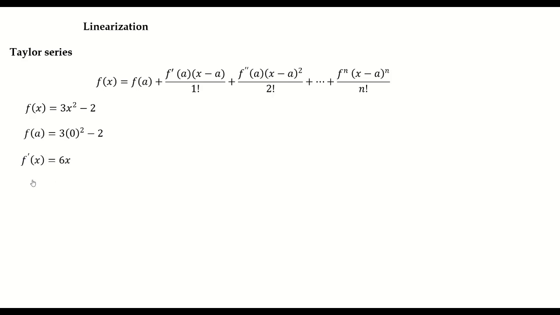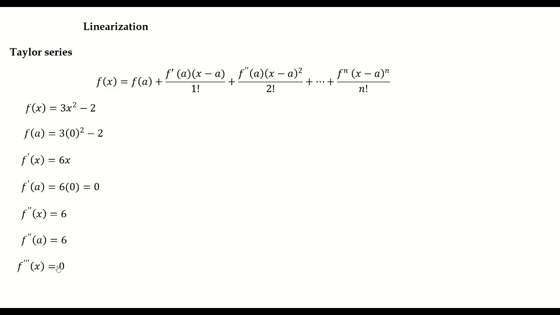Then let's compute the second term, which would be f prime x, and when we evaluate f prime x at point a, where a is equal to 0, we will get f prime a as 0. The next term would be f double prime x, which is 6, and then f double prime a would be 6 itself because there is no x in here. F triple prime x would be equal to 0, so f triple prime a would be 0, and afterwards since every differential will be 0, the value of that differential at point a would also be 0.